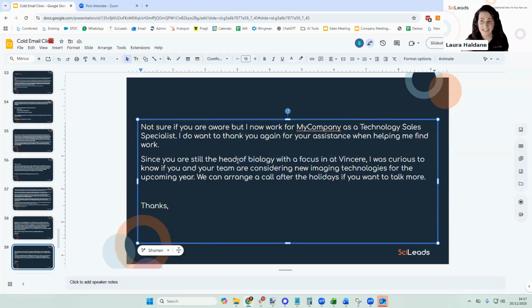I feel like this is you try to tailor it to them, but it's a wee bit like, since you have blue eyes, I wanted to know. They know that they're the head of biology. So it's not a great way to tailor it. It would be more like, since you're interested in new imaging technologies, are you free for me to have a call and talk to you about it?